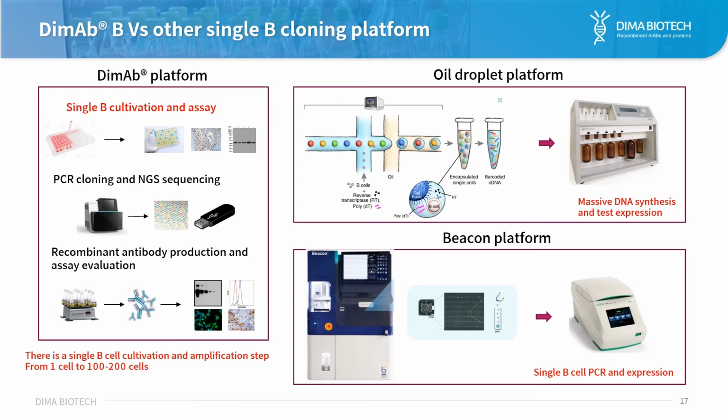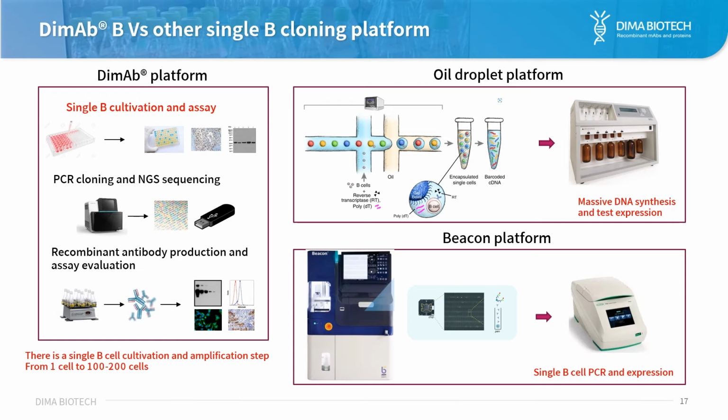Our DimAb technology platform is different. After we isolate single B cells, we seed the cells into 96-well plates. These B cells are cultivated in 100 to 200 microliter volume with our proprietary medium. The single B cell is amplified from 1 to 100 to 200 cells. The medium contains enough antibodies for traditional assays like ELISA or FC. The antibody concentration is also high.